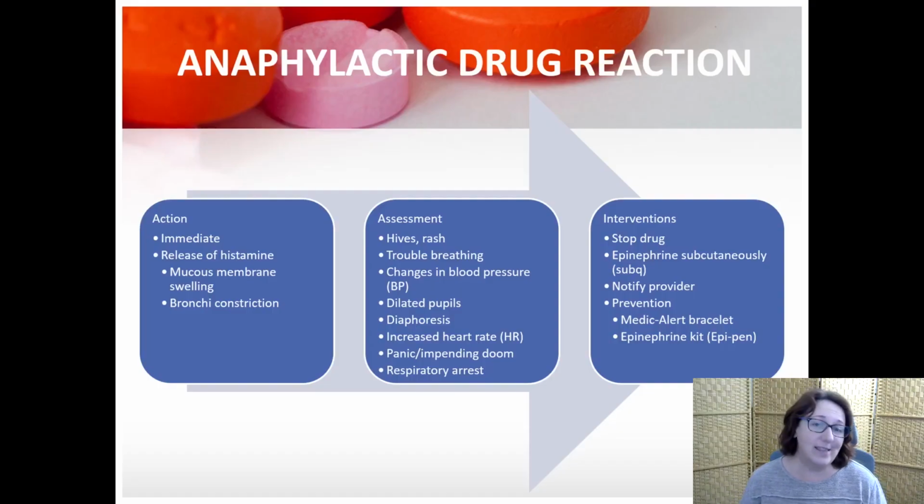And if we don't treat this, they're going to go into respiratory arrest or stop breathing. So our interventions include to stop the drug, to administer epinephrine subcutaneously, to notify the provider, and then we always want to prevent. Prevent is better than treating. So once we know they're allergic to a medication, they should wear a medic alert bracelet and carry an EpiPen or epinephrine pen with them.